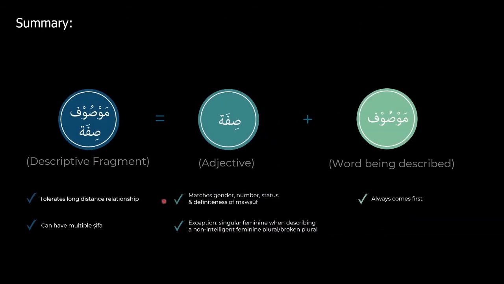So in summary, what you need to know, a descriptive fragment, mawsuf sifa, is made out of two things. The mawsuf, which is the word being described, and it always comes first. And then the sifa, which is the adjective. And this needs to match in gender, number, status, and definiteness with the mawsuf. And we have the exception where this will be treated as a singular feminine when describing a non-intelligent feminine plural or a broken plural. And we should know that a descriptive fragment can tolerate long-distance relationships, and you can also have multiple sifas.